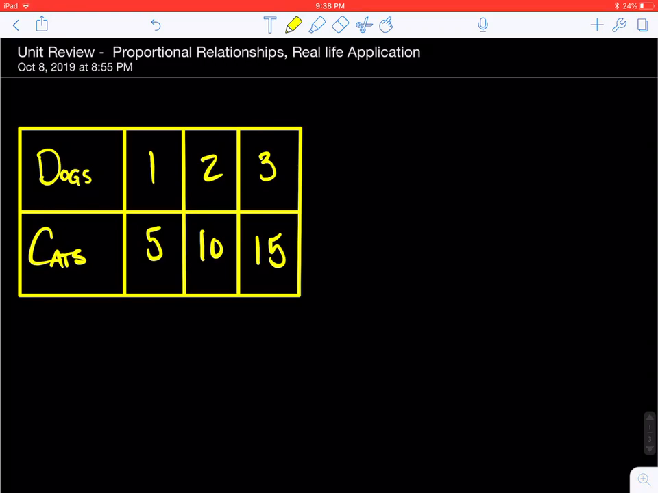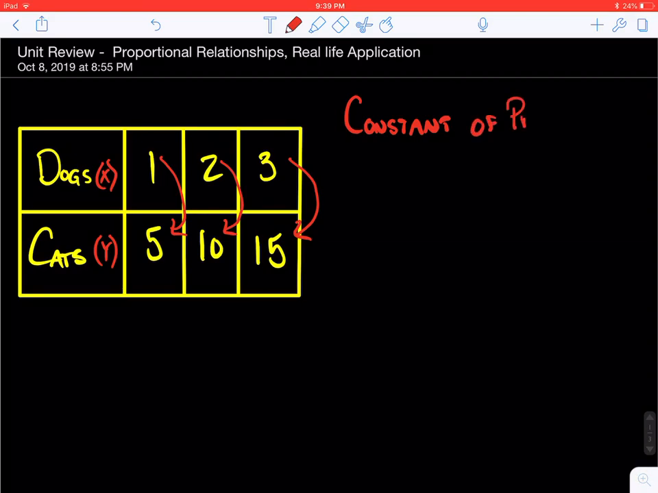That relationship, and we can call these up here, the dogs, we'll call that X, and we'll call the cats Y, okay? And the relationship that we have here is there's a connection between all X to Y values. And that connection that we have from all X to Y values is called the constant of proportionality. I think I spelled that right.